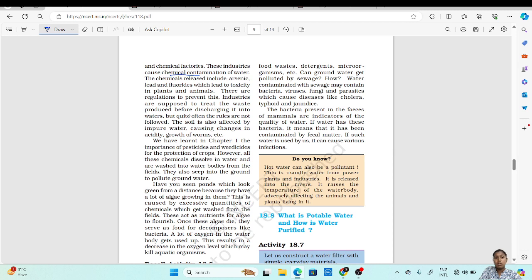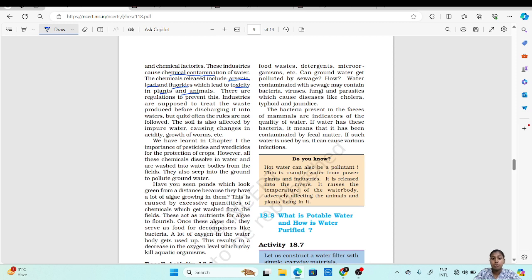They cause chemical contamination in water because all the materials that we use are chemically prepared, right? The chemicals released include arsenic, lead, and fluorides, which are very toxic to plants and animals. Toxic means they are harmful to plants and animals. There are regulations to prevent this.